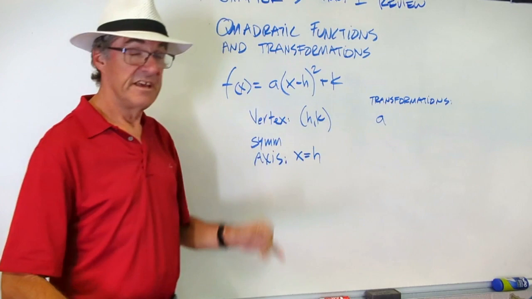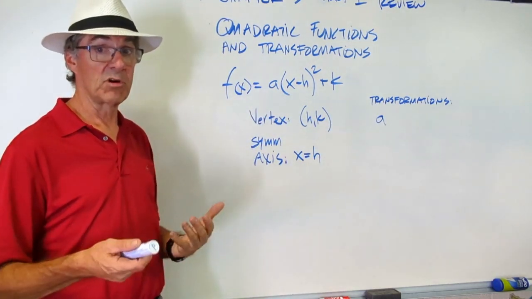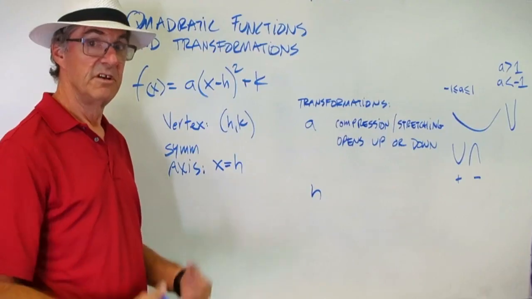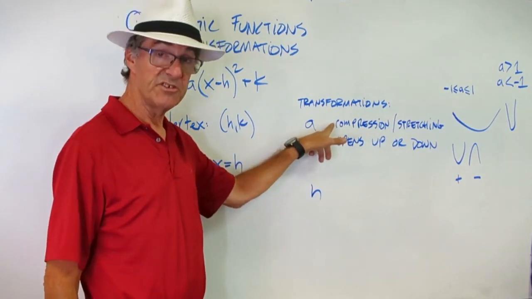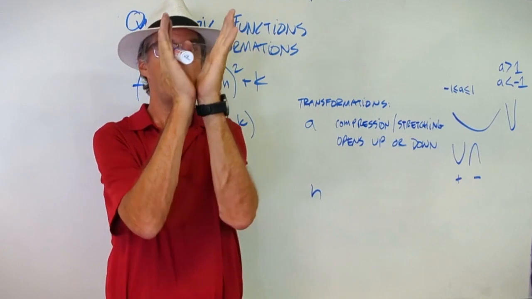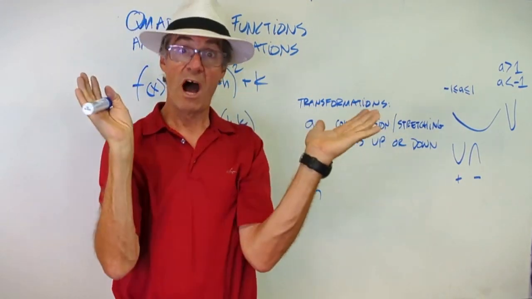So a is a pretty complicated letter. It does a lot of things for our parabola. What I'd like you to do is pause the video and jot those things down. All right, let's look at a. a handles the compression or the stretching. So compression is when the parabola gets pinched and made more narrow. Stretching is when it opens up and becomes more wide.